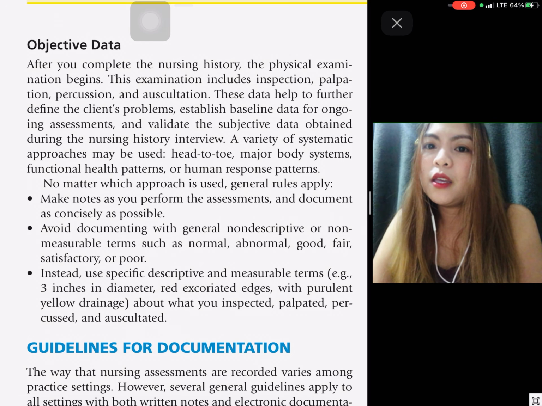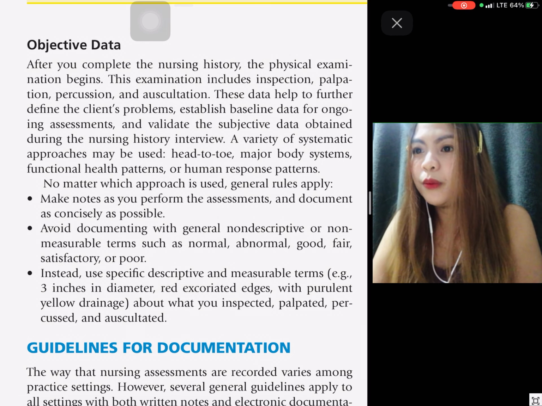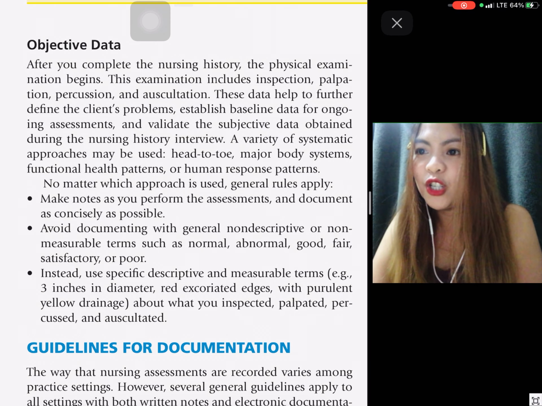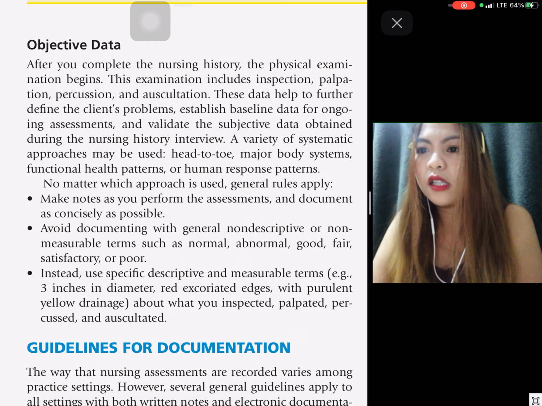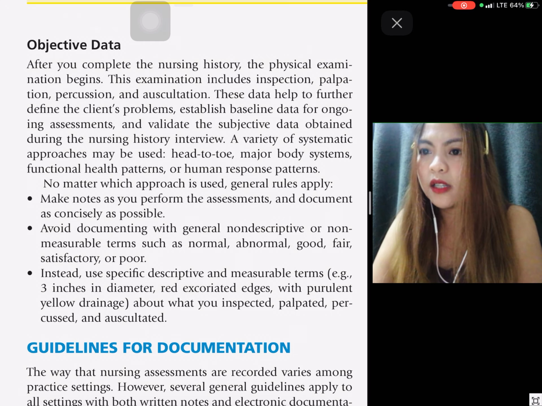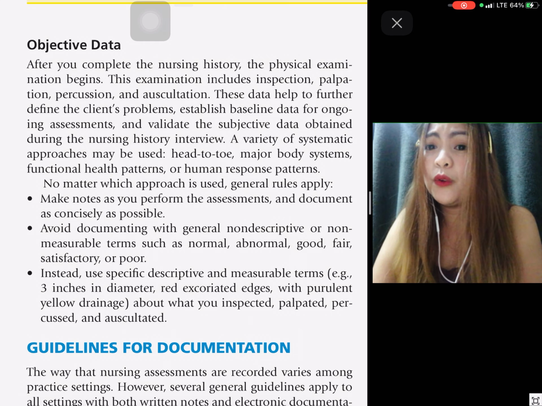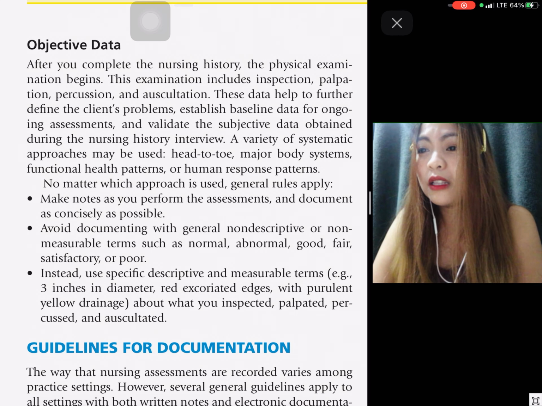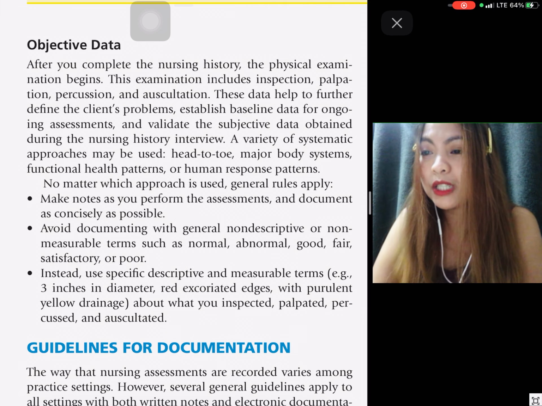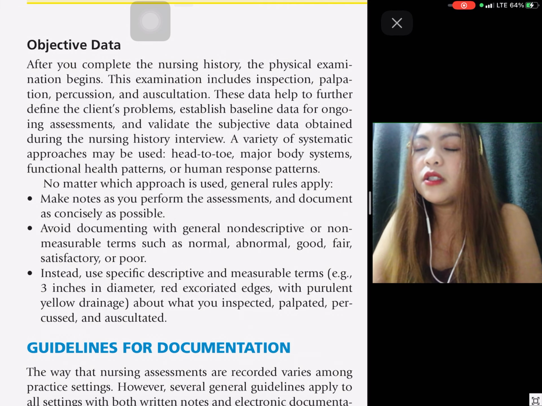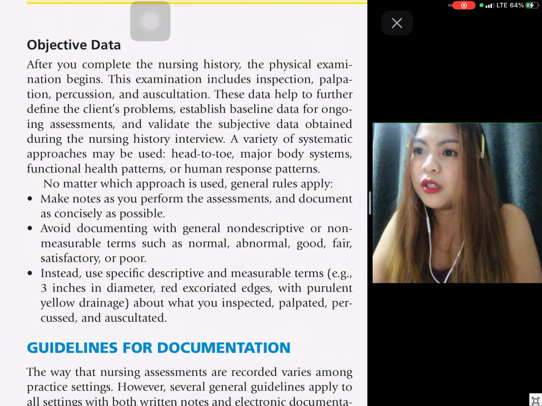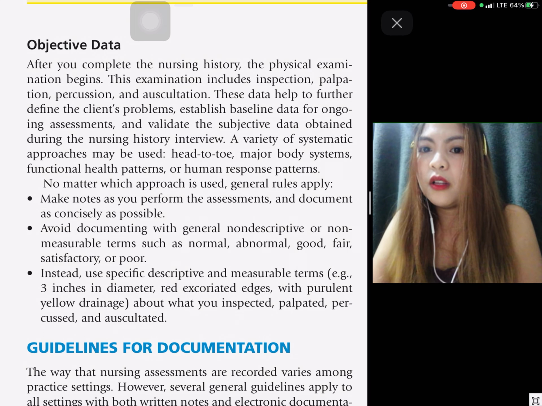Avoid documenting with general, non-descriptive, or non-measurable terms such as abnormal, good, fair, satisfactory, or poor. So, ina-avoid natin yan. Mas maganda na ilagay talaga yung nakuha mong data, kung may number or may sinukatan ka. Yun ang mas okay. Instead, use specific, descriptive, and measurable terms. Like, for example, 3 inches in diameter, red excoriated edges with purulent yellow drainage, about what you inspected, palpated, percussed, and auscultated. So, lahat ng info, descriptive siya.